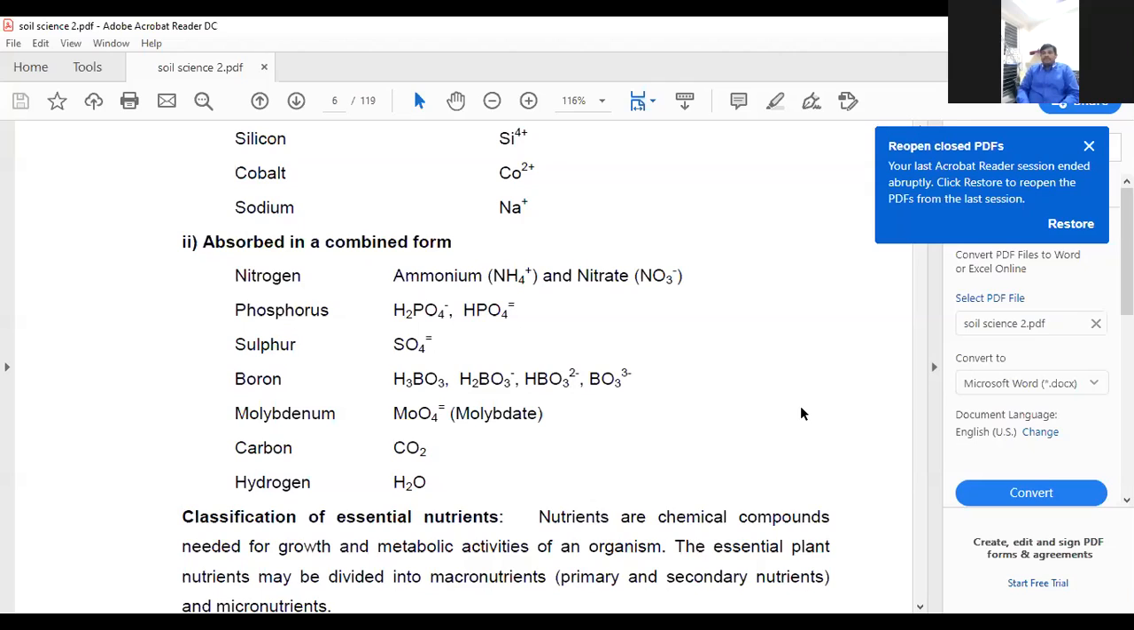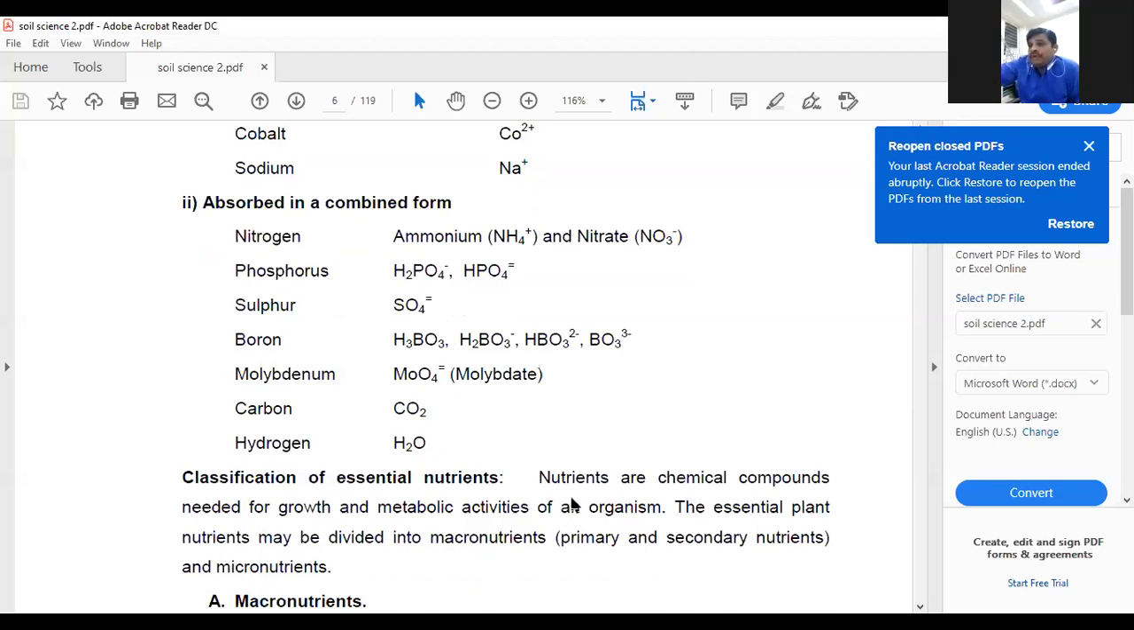For sulfur, SO4--. These are the available forms of sulfur. For boron, H3BO3, H2BO3-, HBO3--, and BO3---. For molybdenum, HMoO4-, that is molybdenum, and the most rapidly available form is HMoO4-. Then for carbon, that is carbon dioxide.